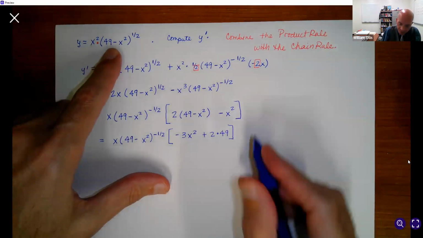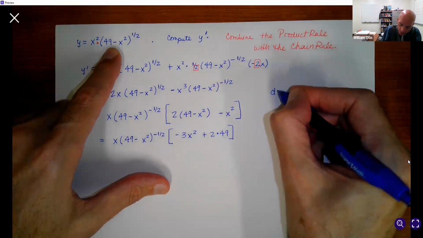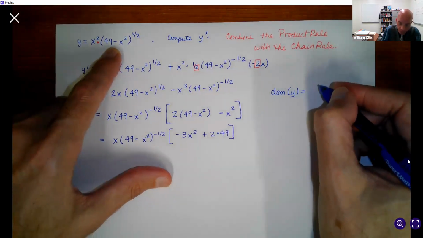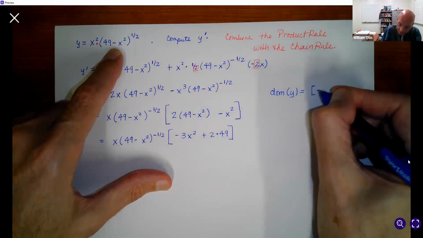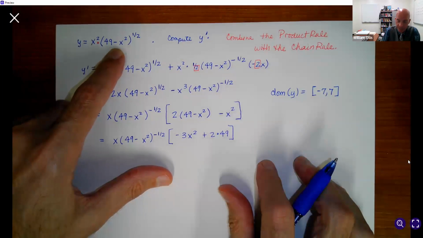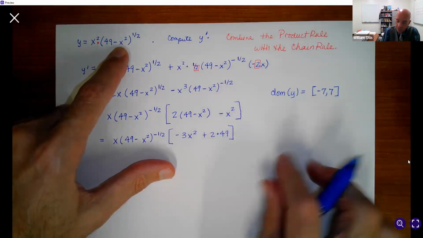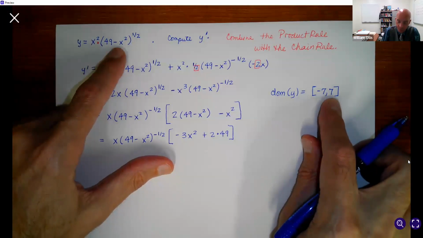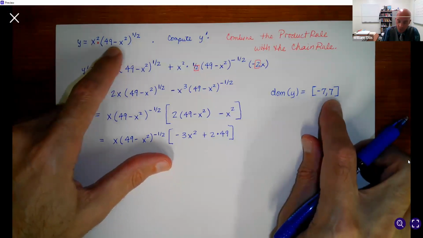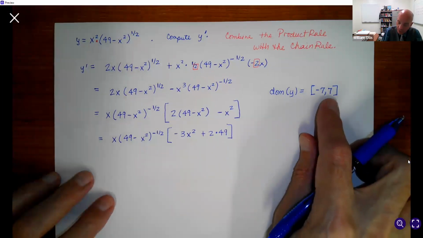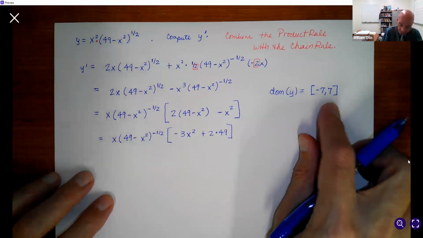Notice here the domain. You probably already thought about this. The domain of y will include what? -7 to 7, because we have 49 minus x squared. So any element in this interval will be fine with this square root. Basically, you can factor that and use absolute value. So the domain is very important here.